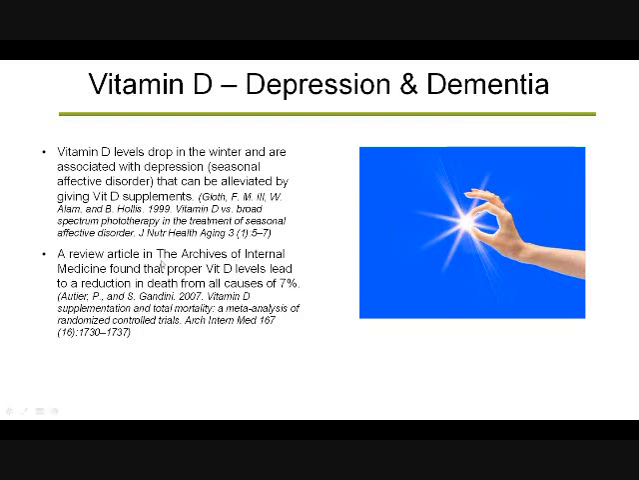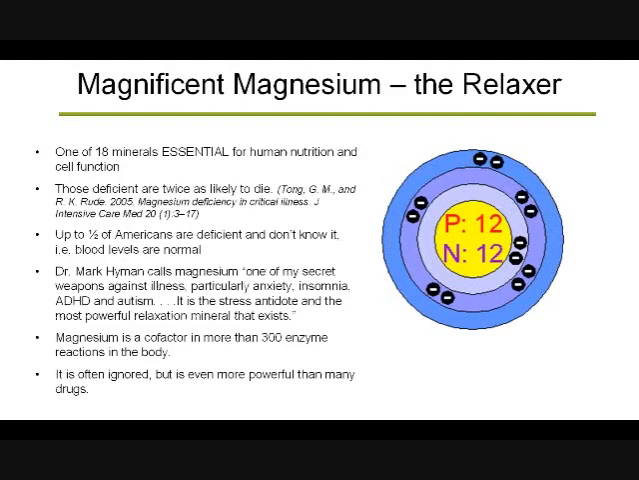And this is fascinating. A review article in the Archives found that proper vitamin D led to a reduction in death from all causes by 7%. That would be headline news. If you found a drug that reduced all causes of death by 7%, it would be headline news. But, you know, it's sunshine vitamin.